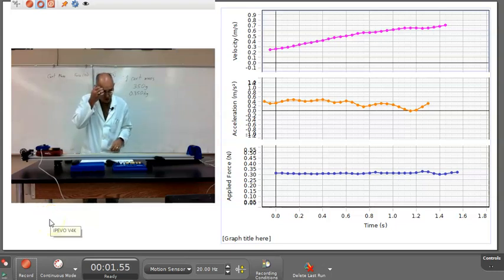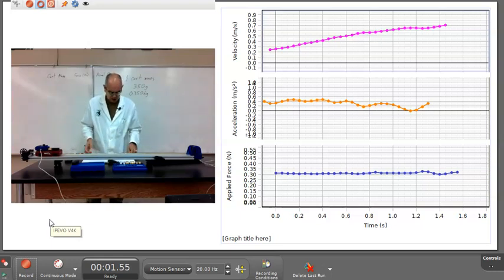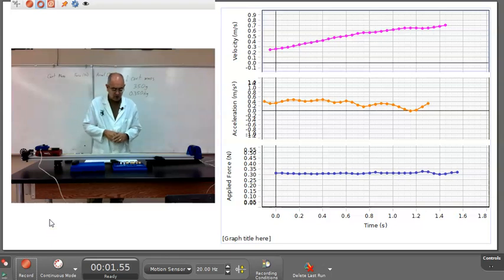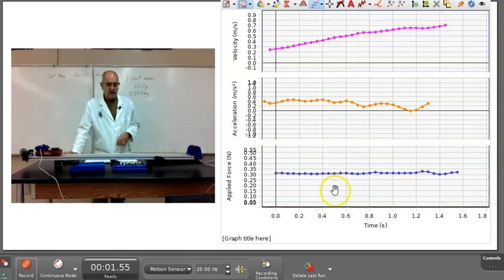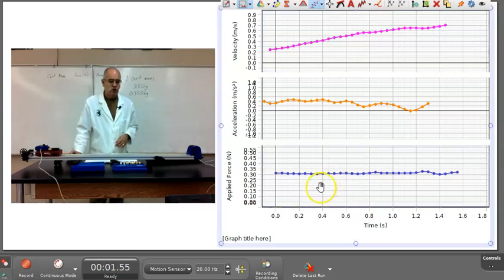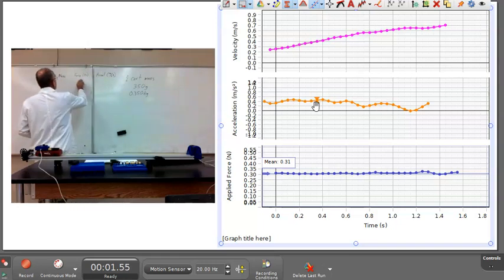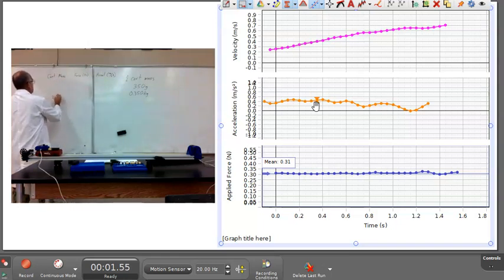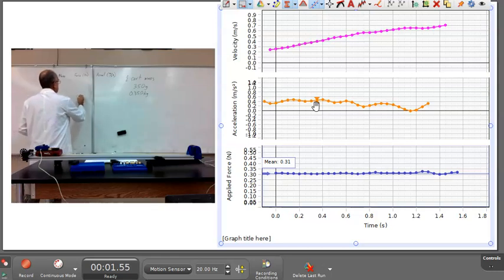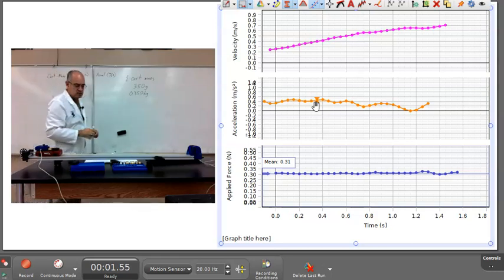Okay, so the question now is, activity 1-2, let's go ahead and record the information on the graph on page 112. First of all, where it says 2 cart masses, what's the average applied force? I'll go ahead and use the statistics function on applied force and come up with 0.31 newtons. Okay, so my force for 2 cart masses is 0.31 newtons.